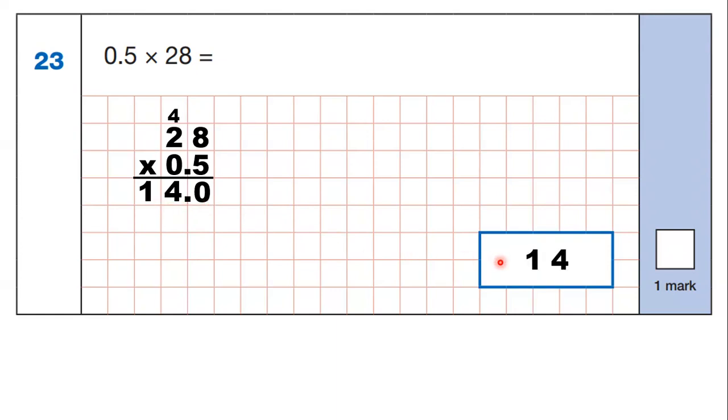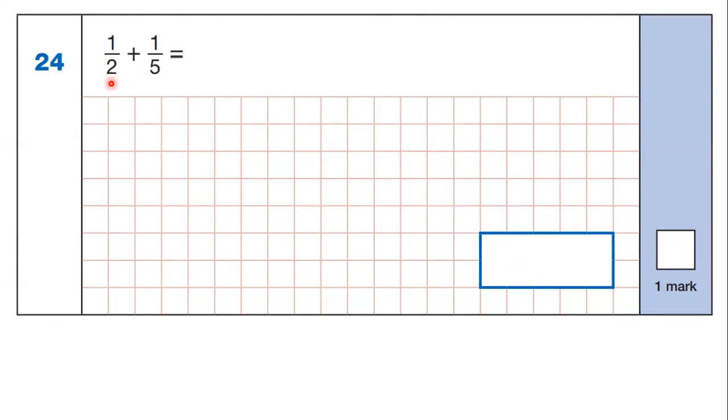Now what we've done here is quite an inefficient method. Perhaps you might notice that 0.5 is the same as a half, so we could have just found half of 28. And we know that to find half, we can just divide by 2. So that would have been a much quicker method. Remember, if it's easier, change decimals to fractions and work it out that way.